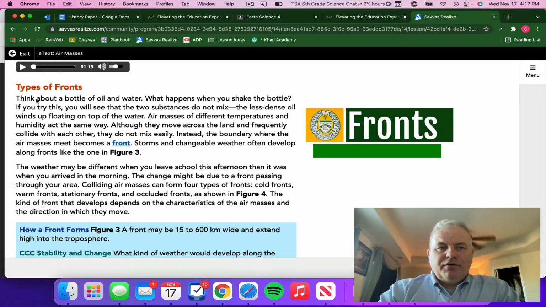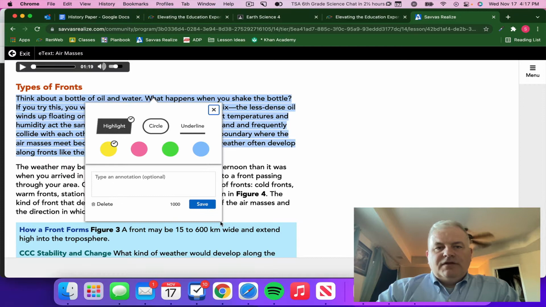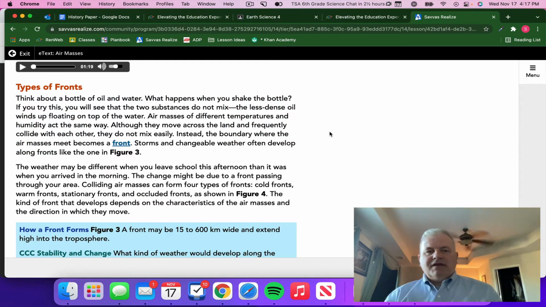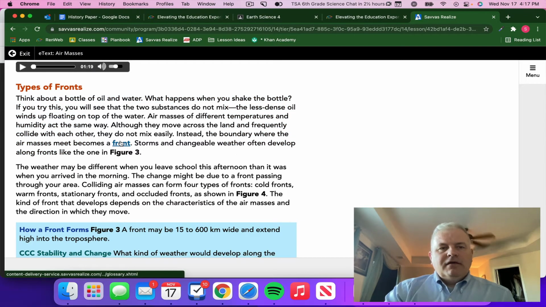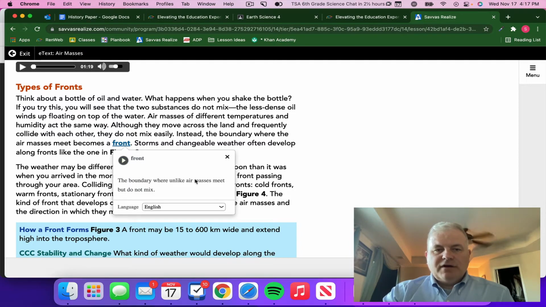And we looked at oil and water today in class, if you'll remember. We talked about how oil and water don't mix, and that's sort of like the fronts that we're studying here. So a front is the boundary where unlike air masses meet, but they don't mix, so they collide basically.